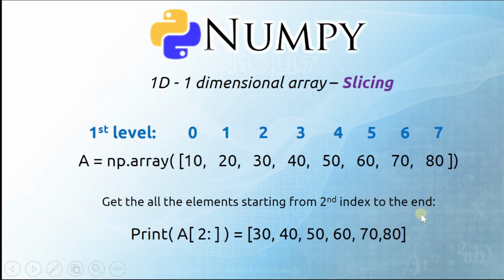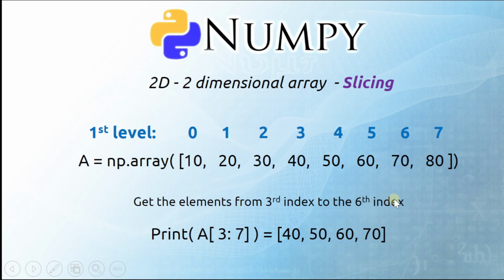Alright? Now, another example for slicing. Let's say I need to get the elements from the third index to the sixth index. Now here we need to pay attention because it might be a little bit confusing. To get all the values starting from the third index to the sixth index, you might think that I need to type A[3:6].